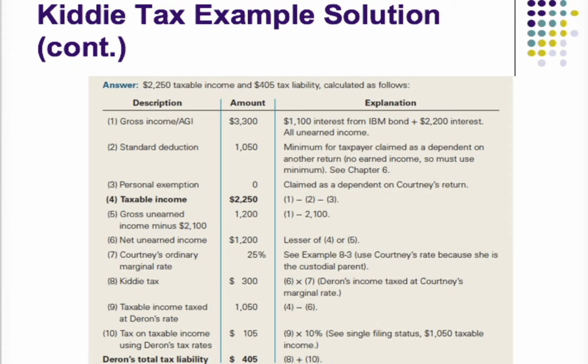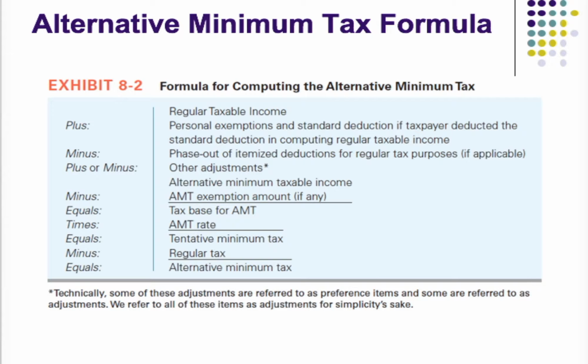25% is the parents' marginal income tax rate, and you see after we go through all of the calculations down there that the total tax liability for Darren is $405.